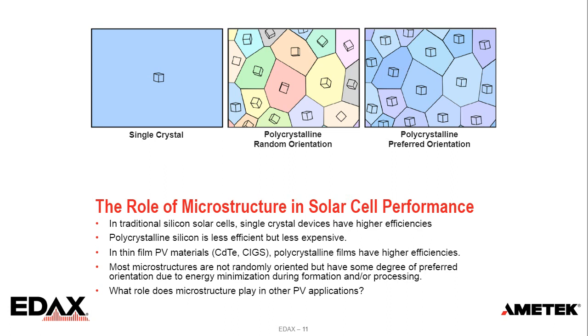In other materials like CdTe or CIGS, these polycrystalline films have had higher efficiencies. So trying to understand the role that the grain boundaries play in affecting efficiencies was an important area of research. And then, of course, recognizing for all these different photovoltaic materials, the microstructures are generally not randomly oriented and have some degree of texturing. And so wanting to correlate that to performance. And so for this, we wanted to ask, what role does the microstructure play in other PV materials and applications?